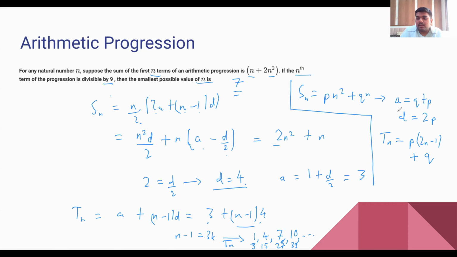So this is the formula for the first term, the common difference, and the nth term. And you can also cross verify it by putting in the values. So here you can see that Q plus P is equal to 3, right? And D is equal to 2P.